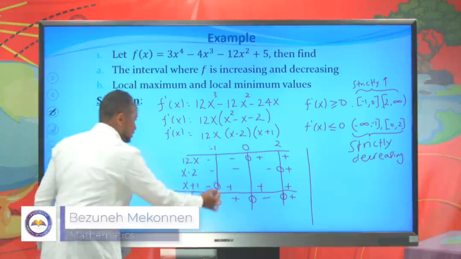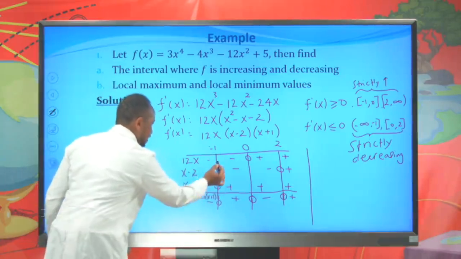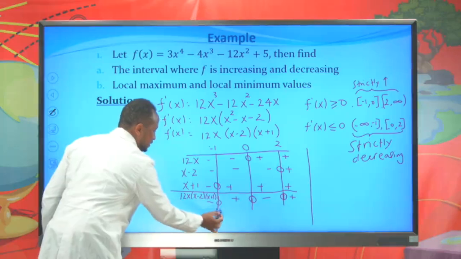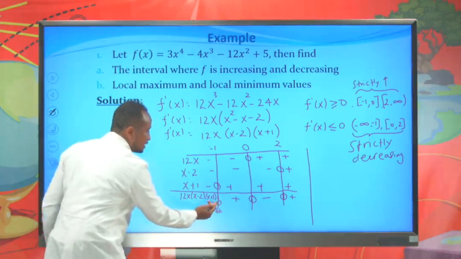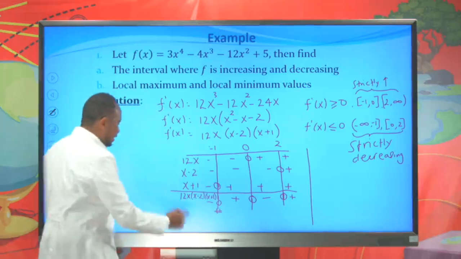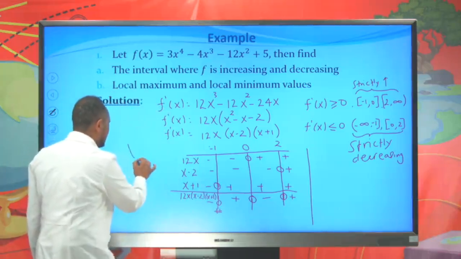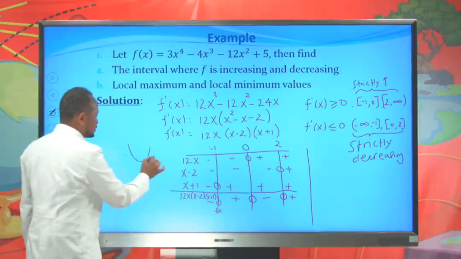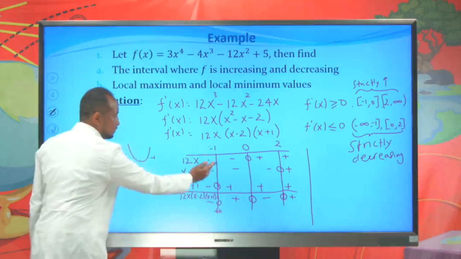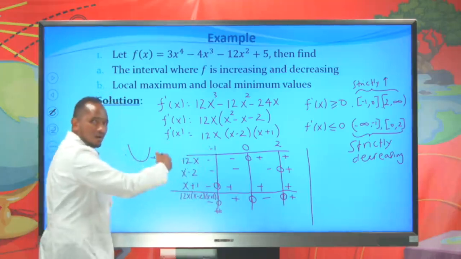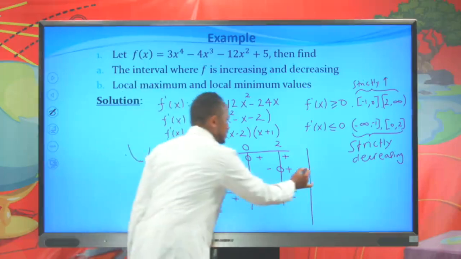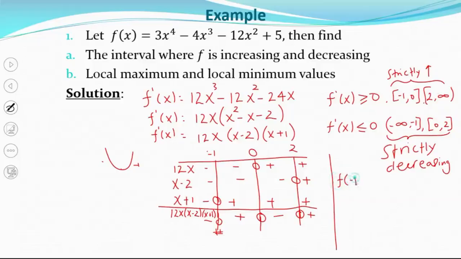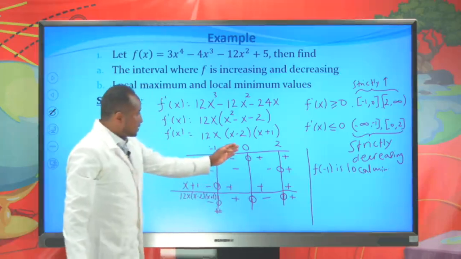Now, at the critical number -1, the derivative is changing from minus to plus. Minus to plus means the curve is moving like this. So at this point, f of -1 will be a local minimum point. So f of -1 is a local minimum. And the other critical number is 0.